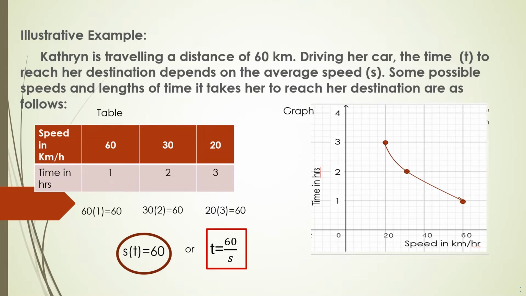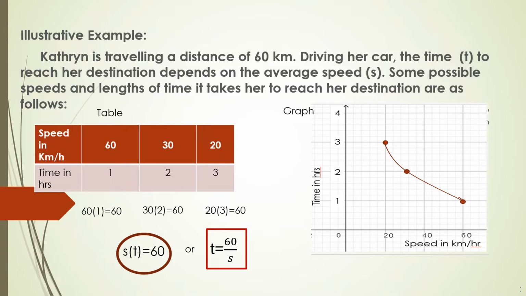If the speed is 60, the time is 1. If the speed is 30, the time is 2. And if the speed is 20, the time is 3. To have a clearer picture of the relation, the graph is shown. How do the speed and the time affect each other? What mathematical statement represents the situation? Let's answer these questions as we go on with our discussion.